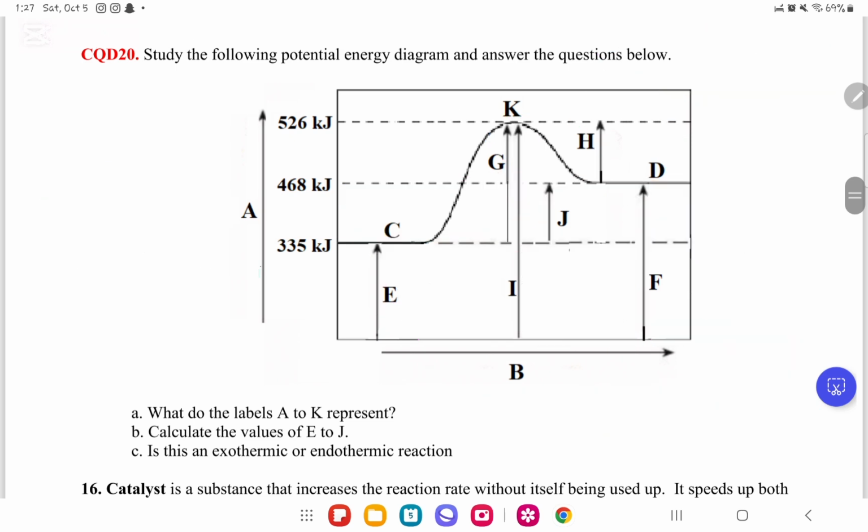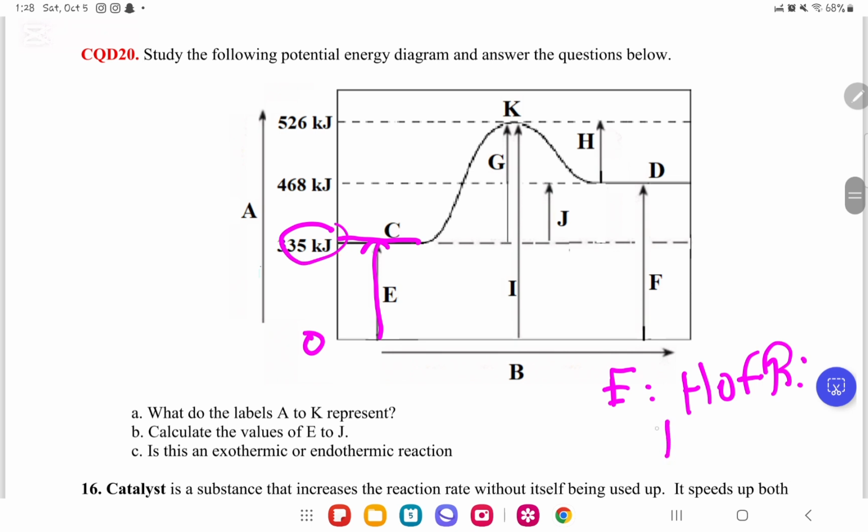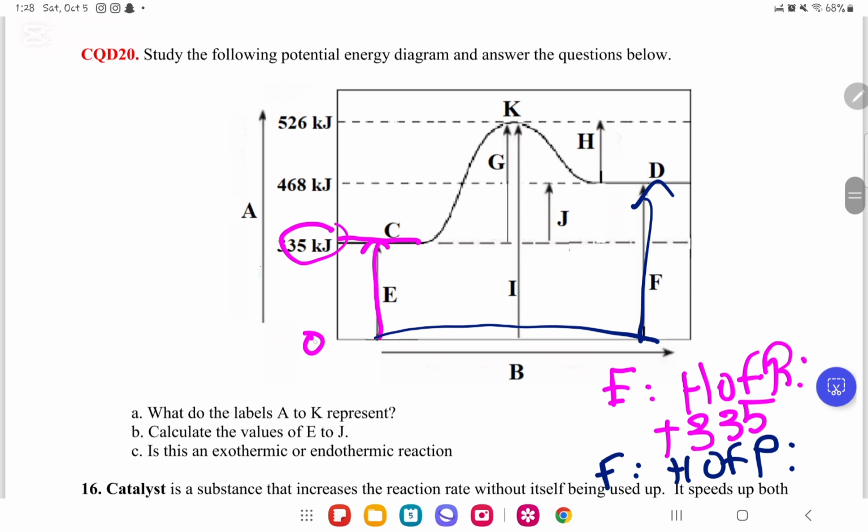For part B, we need to label from E to J. E was the heat of our reactants. What is the heat of reactants? It's from down, which is 0, to the top. It's going in the up direction, so it's going to be plus 335. Now, F is the heat of our products. Again, it's going in the upward sense from 0 to 468. So the heat of our products is positive 468. Of course, it is in kilojoules.